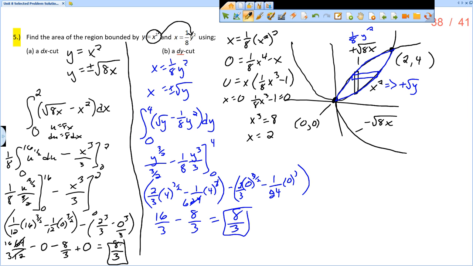Now, these two answers are the same, right? Why? Because they're just finding the area, right? So they should be the same. All right, but that is problem number 5.